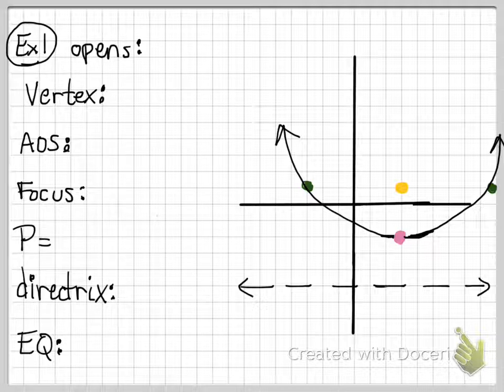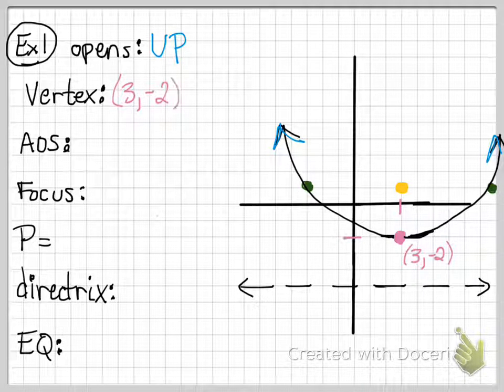What have we got here? Which way does it open? Well, that's easy enough, right? We just look at the picture. It opens up, the arrows are pointing up, everybody's happy. It's like a smiley face. My vertex, that point in the center, where is it at? Well, the x is at 3, y is at -2. So 3, -2, that's my vertex. Happy day, we found the vertex.